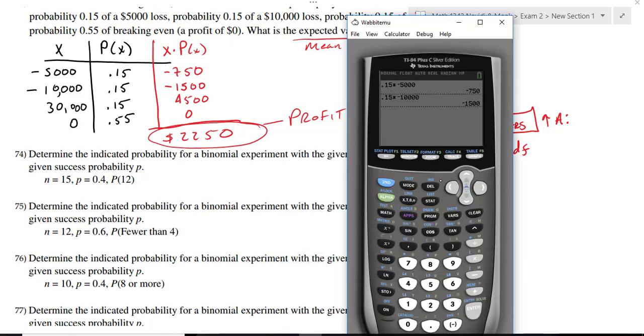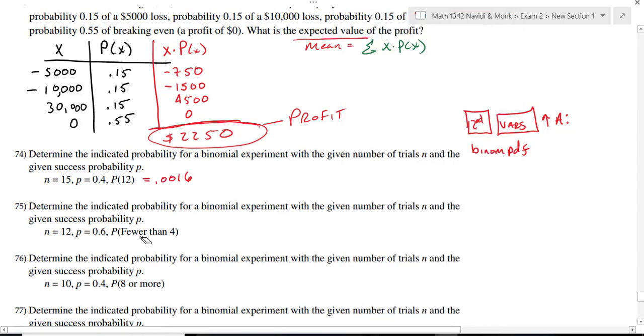We go to our calculator. Second, vars. Go up to letter A, the binomial PDF. The number of trials is 15. The probability of success is 0.4. x is 12. And we get 0.0016.